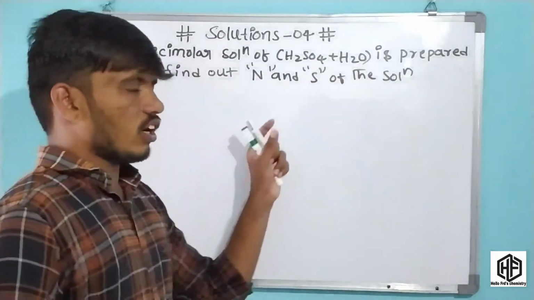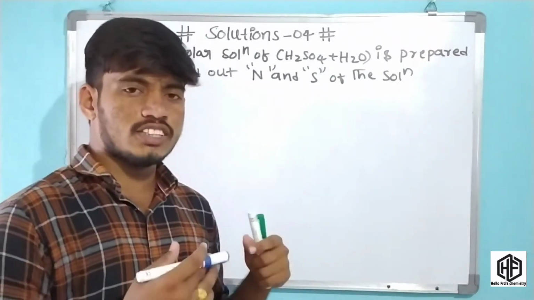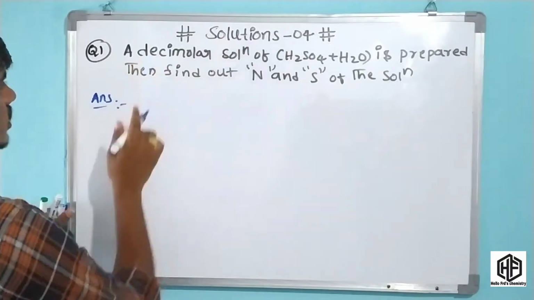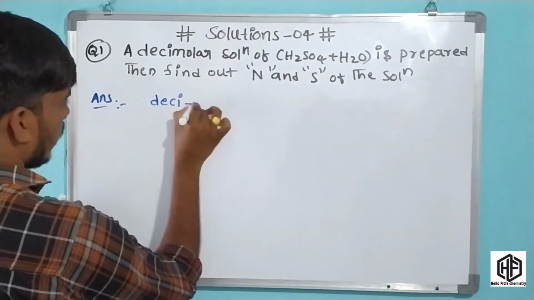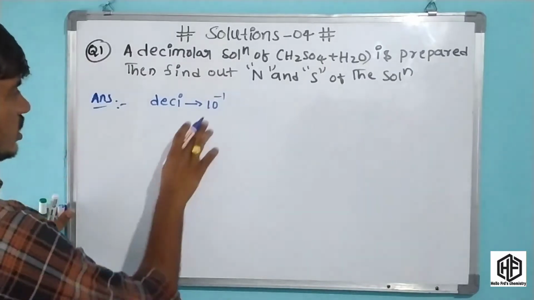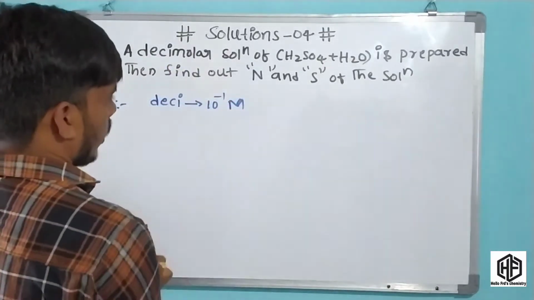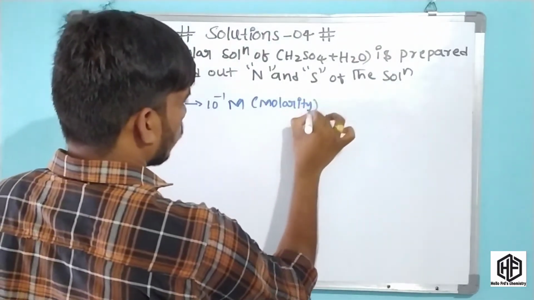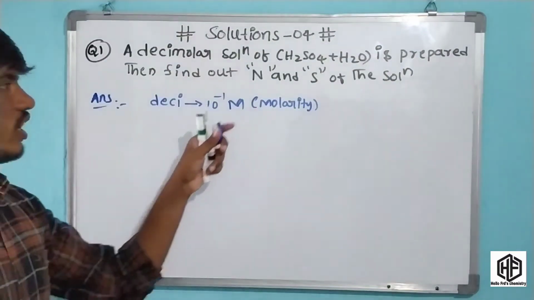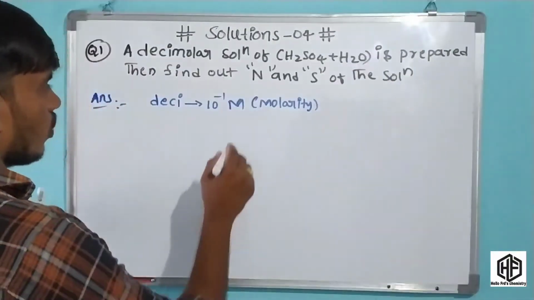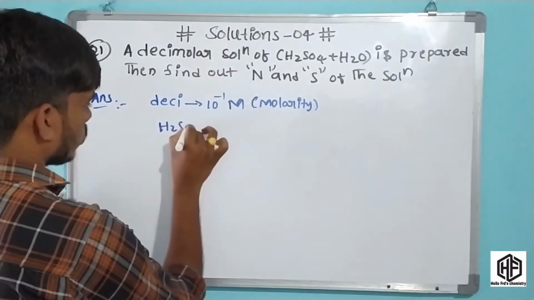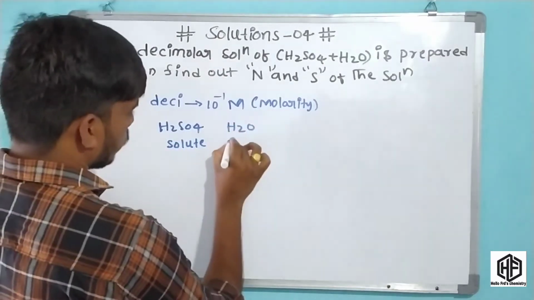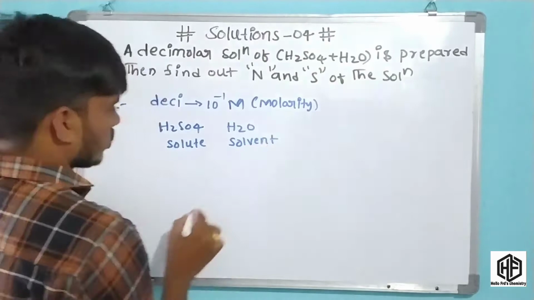Friends, this type of question is present in competitive exams. How to solve this type of question? First of all, this is decimolar. What is deci? Deci means 10 to the power of minus 1. This is called decimolar, meaning molarity. In the given question the molarity is given. Now we have to find the normality and strength. First of all, H2SO4 is the solute and H2O is the solvent.